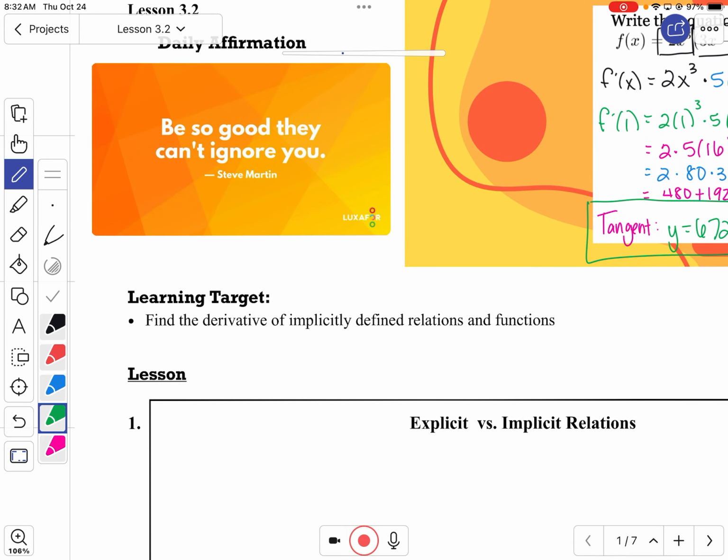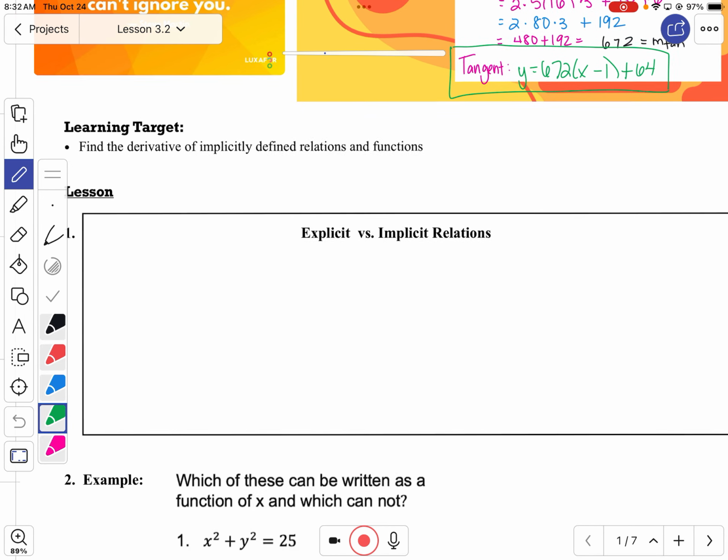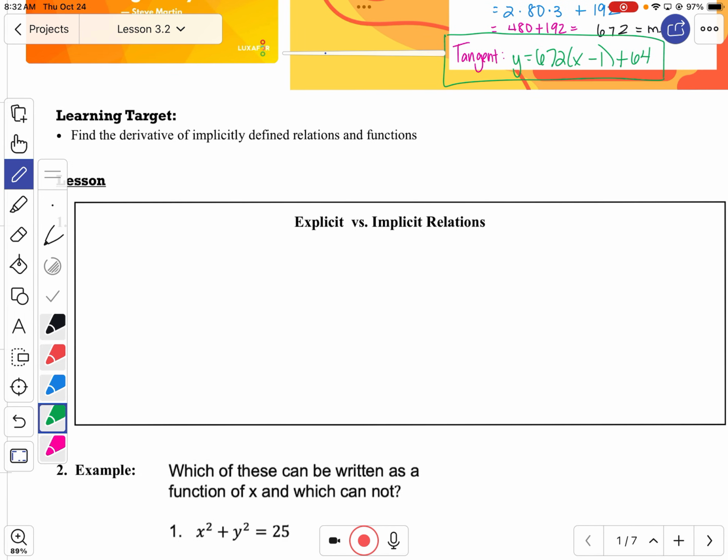All right, so today we're going to talk about implicitly defined relations and functions. And in order to do that, we need to talk about the difference between what is something that's explicitly defined and something that's implicitly defined. Something that's explicitly defined is solved for one variable. And that's primarily what you have worked with over the course of your algebraic life.